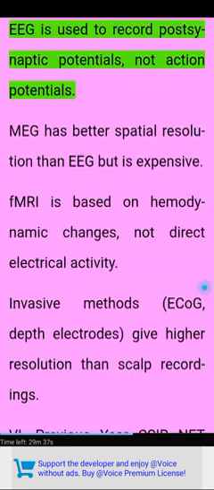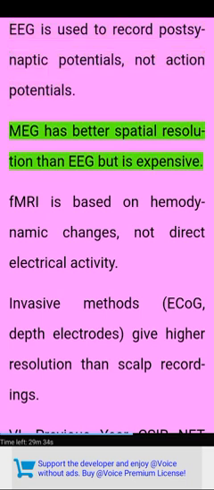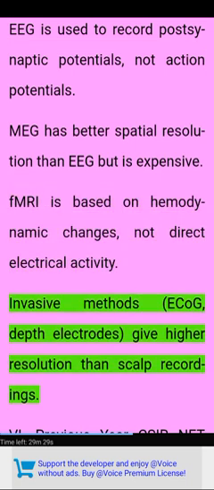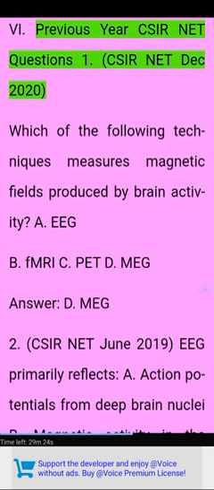5. CSIR NET relevant key points. EEG is used to record postsynaptic potentials, not action potentials. MEG has better spatial resolution than EEG but is expensive. fMRI is based on hemodynamic changes, not direct electrical activity. Invasive methods, ECoG and depth electrodes, give higher resolution than scalp recordings. 6. Previous year CSIR NET questions. 1.